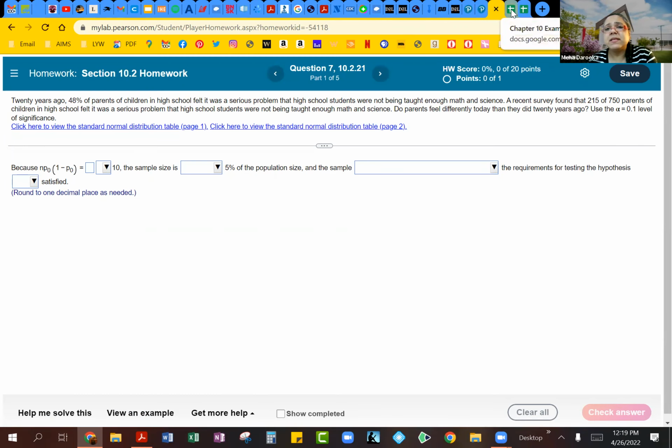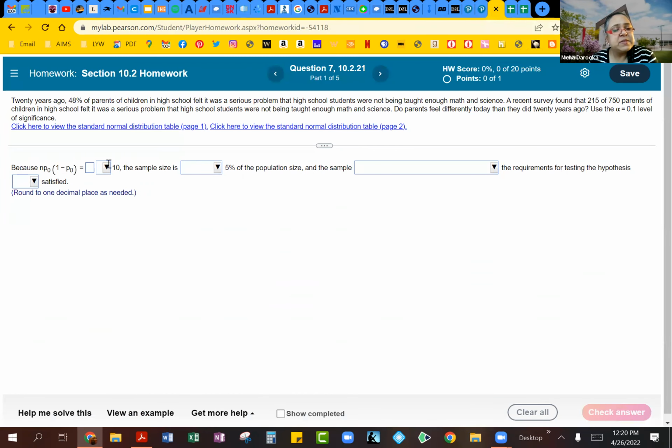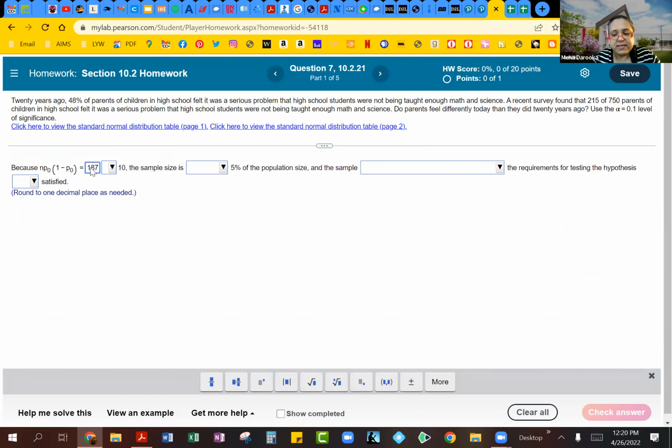Okay, and then let's see, we need to check what n times p sub 0 times (1 minus p sub 0) is going to be. So our n value is 750, multiply that with 0.48, multiply that with 1 minus 0.48. And as you can see, this number came out to be larger than 10, so we are good to go: 187.2. And this is 1 decimal place. So 187.2, which is of course greater than 10. So one requirement has been met.